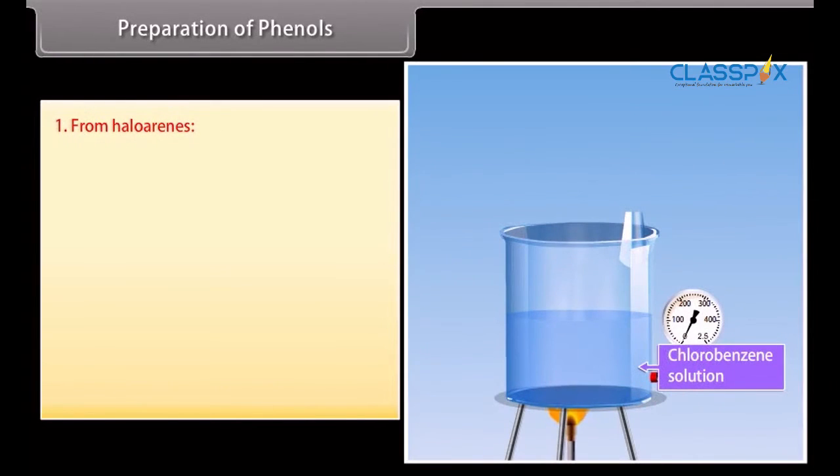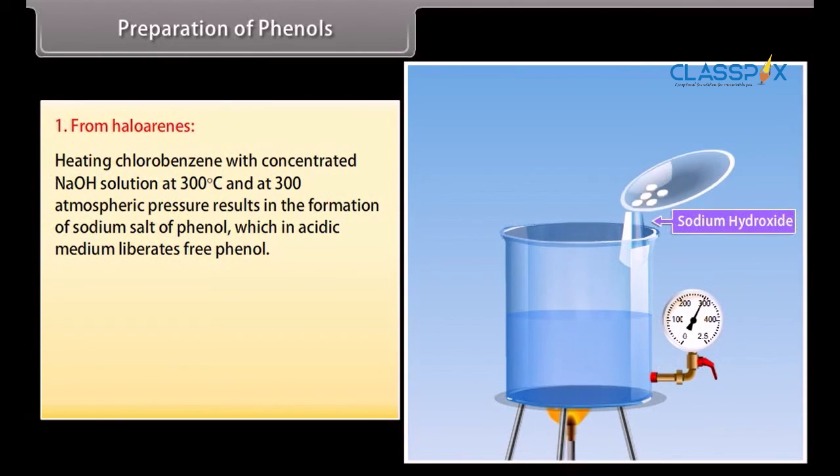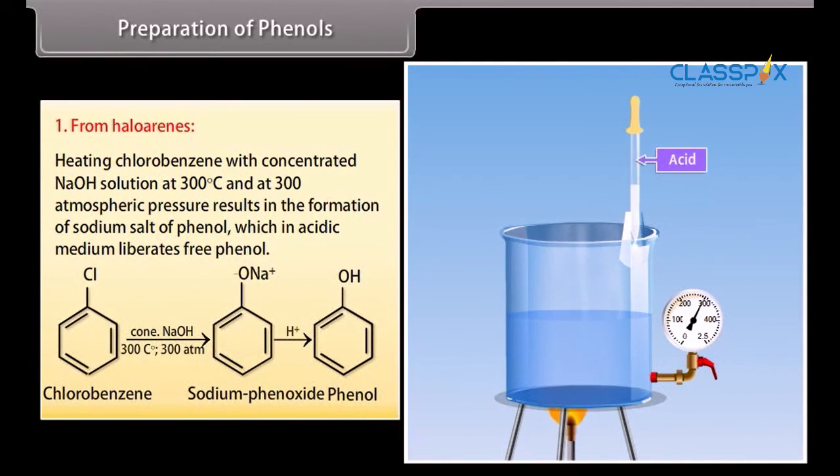Preparation of phenols. From haloarenes. Heating chlorobenzene with concentrated sodium hydroxide solution at 300 degrees Celsius and 300 atmospheric pressure results in the formation of sodium salt of phenol, which in acidic medium liberates free phenol. Sodium phenoxide is formed, and then by providing an acidic medium it gives phenol.